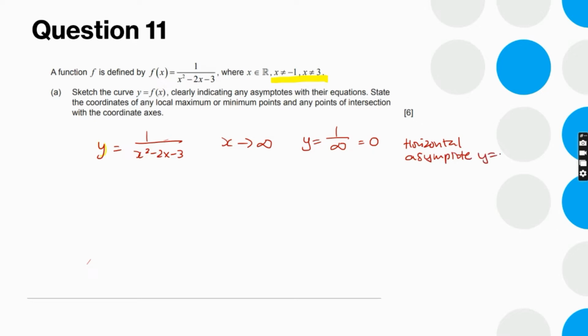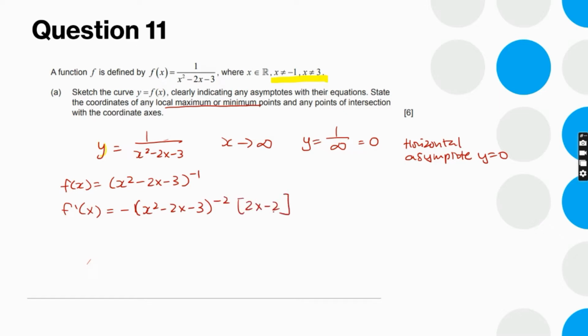At y equals to 0. Okay, so now we are supposed to find any local maximum or minimum points. So how do you find that? We have to differentiate. So f of x, first I change it to this form, and I differentiate using chain rule. All right, so I get that.